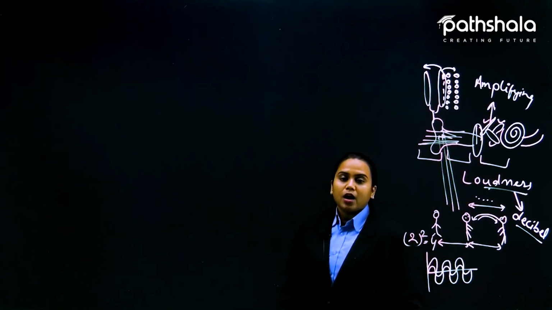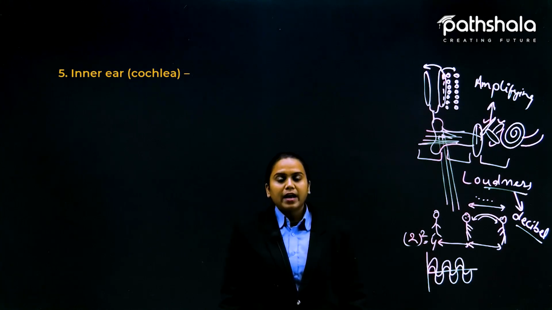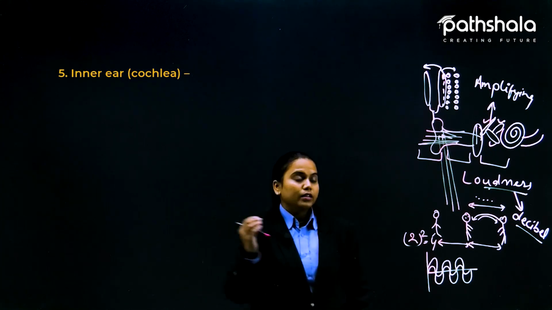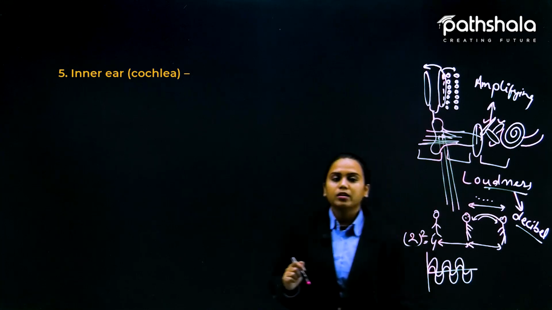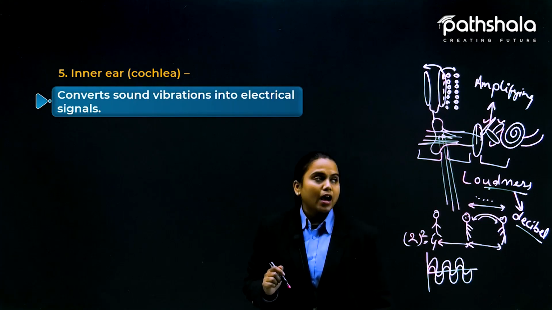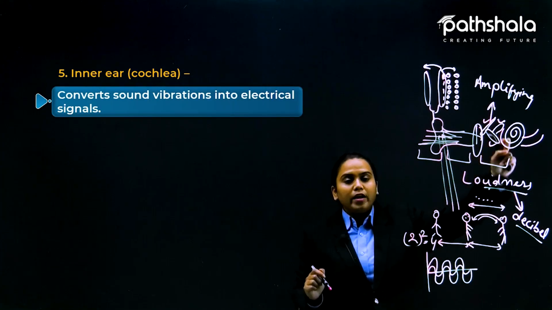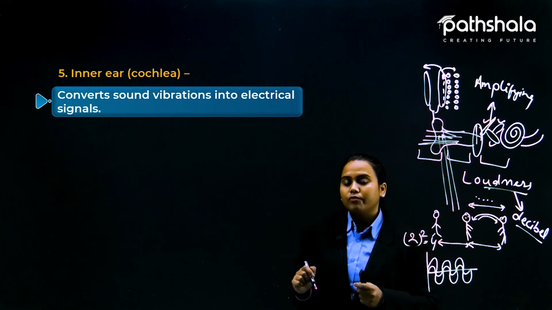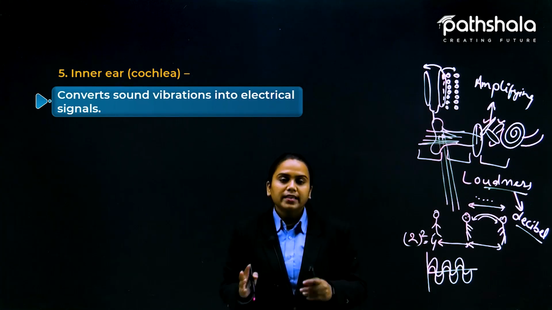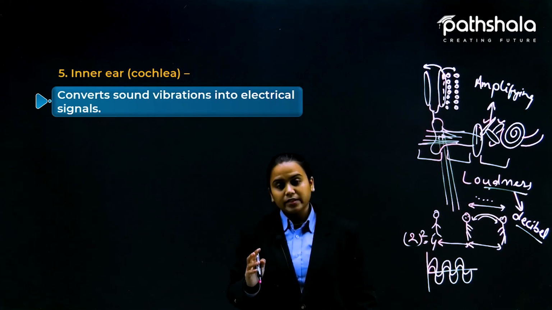Okay, now moving forward, again we have the inner ear, that is the most inner part of the ear, that is the cochlea, which is known as a coil-like structure. So what is the use of it? They are just converting the sound vibrations into electrical signals.